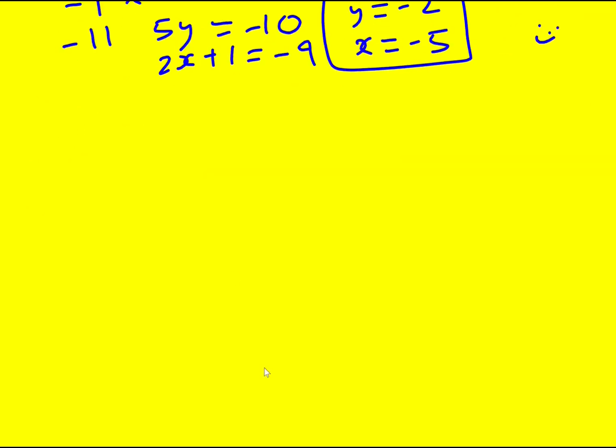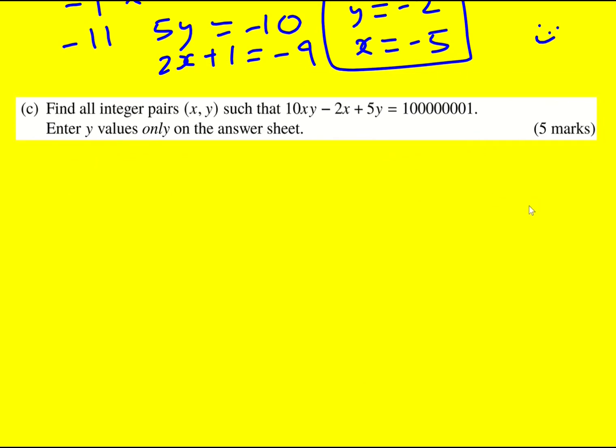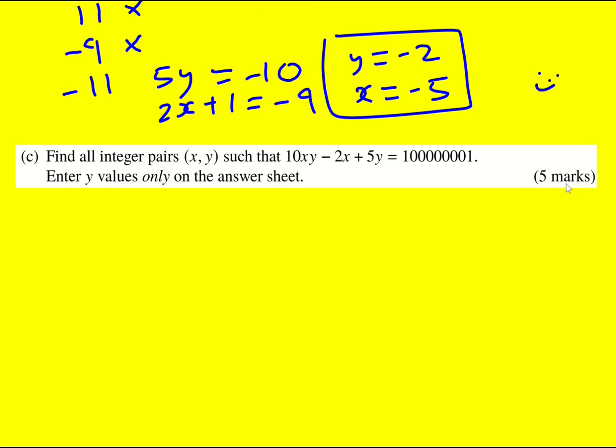On to the second part. Find all integer pairs such that this is true. Okay, so it's a bit more vague now. It also looks a lot harder, but that doesn't mean it's going to be harder, actually. It just might require thinking about it carefully.